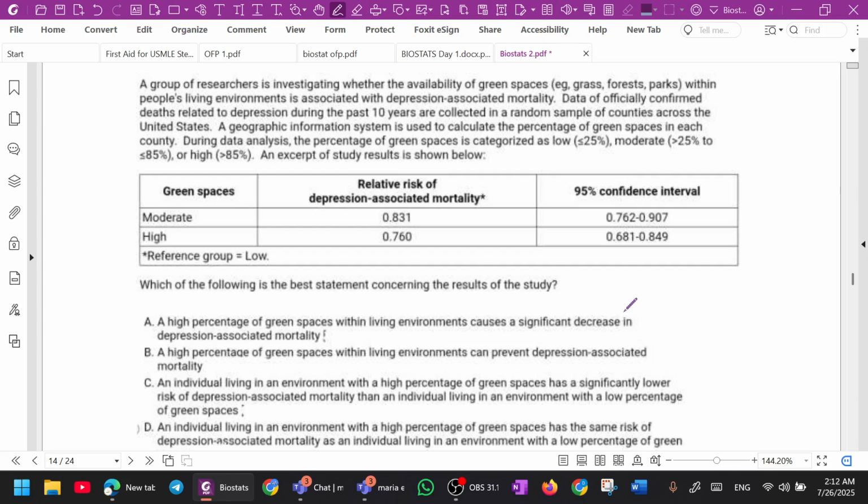A demographic information system is used to calculate the percentage of green space in each country. During data analysis, the percentage of green spaces is categorized as low less than 25%, moderate 25 to 85%, high 85%. An excerpt of the study is shown. Which of the following is the best statement concerning the results of the study?